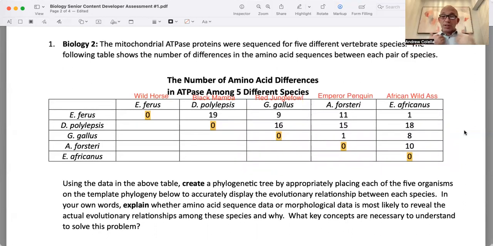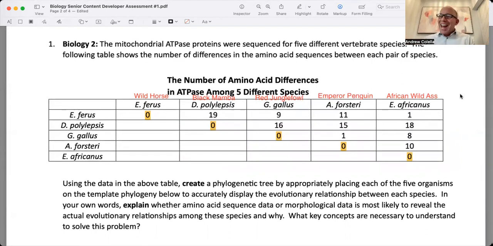Some of these creatures to me seem very similar, like the African wild ass and a wild horse. They share a lot of properties in common. A lot of characteristics of those two creatures look and function very similarly. Whereas an emperor penguin and a black mamba seem very different.